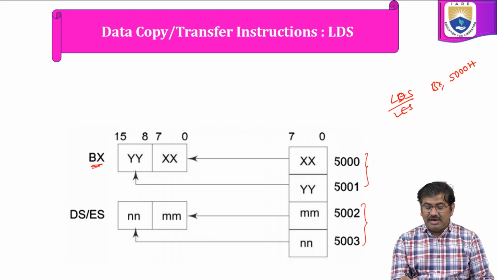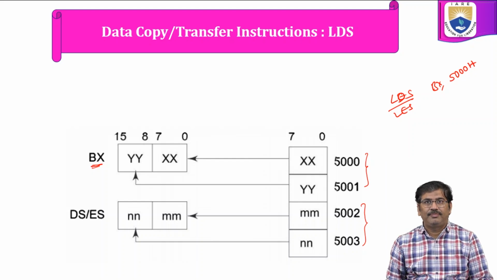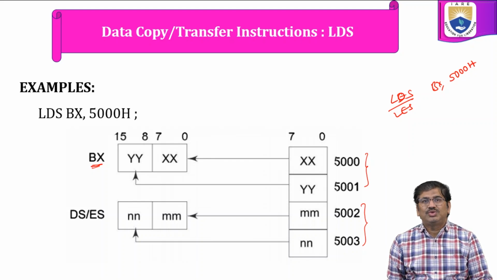When we are copying these contents, always the lower address will be copied into the lower byte. The next memory location contents will be copied into the upper byte. This is for copying the contents from the 5000 location into two registers. One is the register which you have specified in the instruction, that is BX. The second one is DS or ES, depending upon whether it is the LDS instruction or the LES instruction.